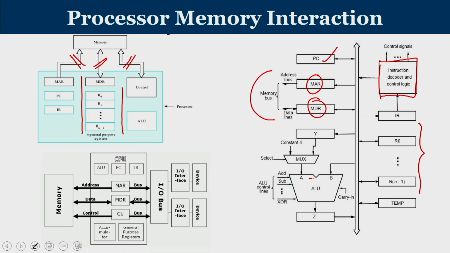Then you have the arithmetic and logic unit which has two inputs. One is designated as A, the other is designated as B. Through A, one of the operands will reach the ALU. Through B, the second operand will reach the ALU. The control unit will generate the necessary control signals, whether it is an add operation, a subtract, or a logical operation like OR and AND, as specified by the corresponding control lines.